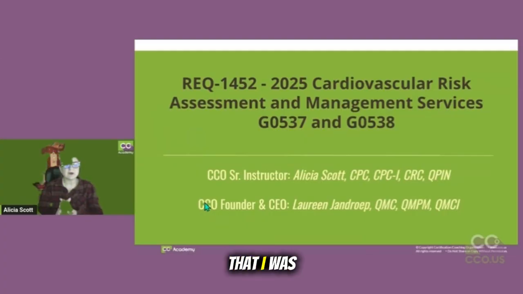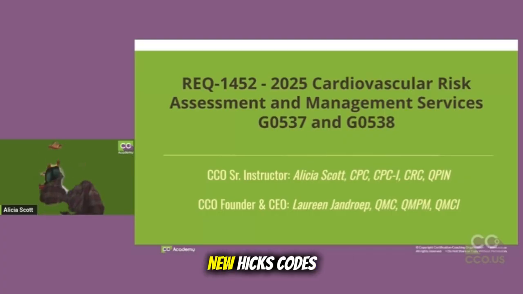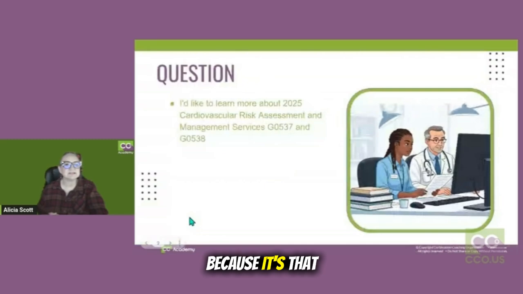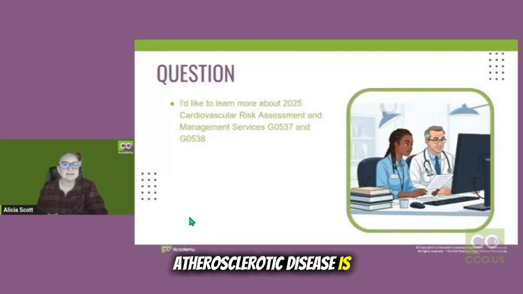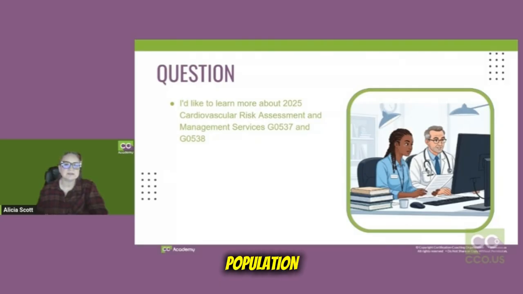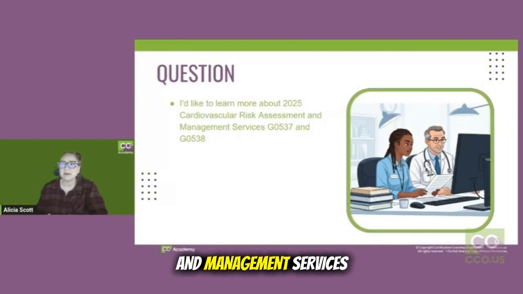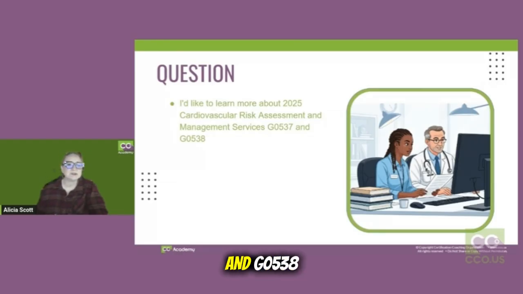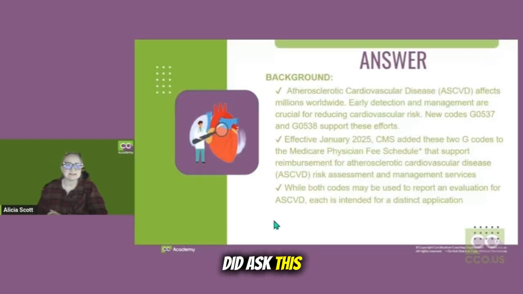I mentioned earlier that I was going to be talking about the cardiovascular risk assessment, and that is the new HCPCS codes G0537 and G0538. It's really exciting to talk about this because atherosclerotic disease is common in our patient population. The question that came in was simple: I'd like to learn more about the 2025 Cardiovascular Risk Assessment and Management Services, the G0537 and G0538. So I'm really glad that they did ask this question.